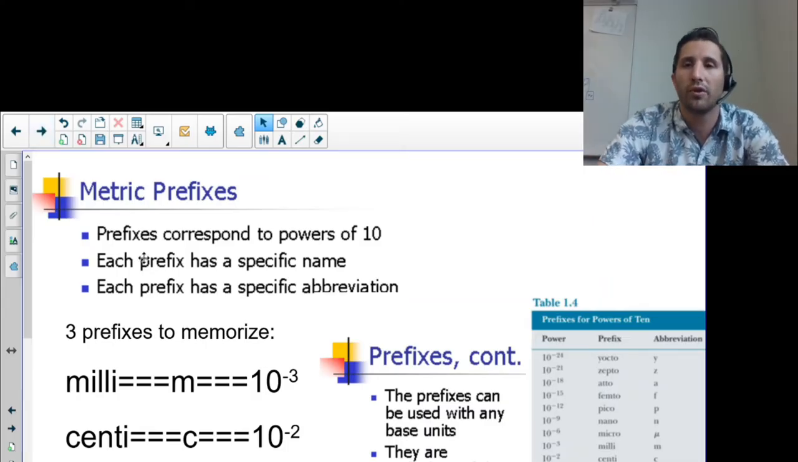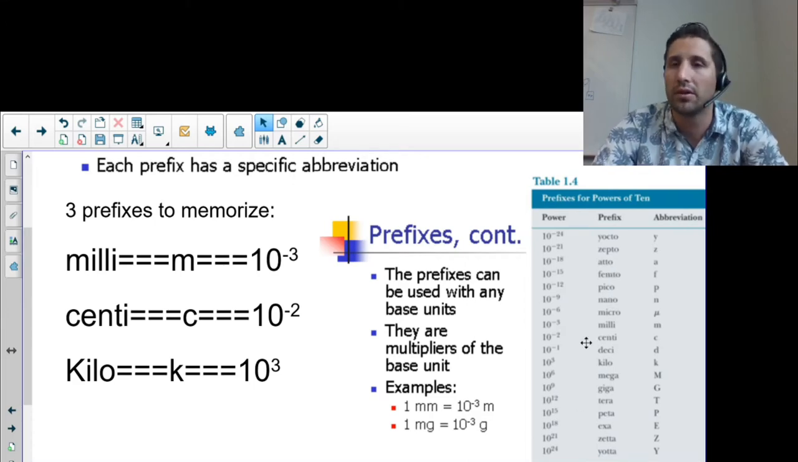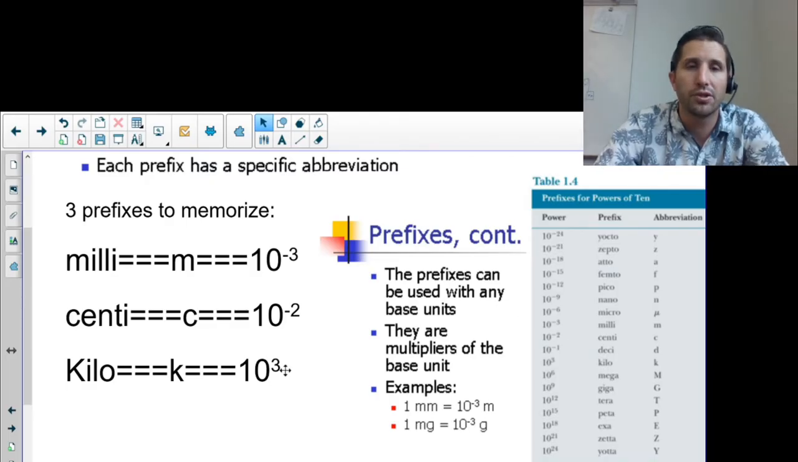If we look down here on the right, you can see there are tons of different powers of 10 and the prefixes that go with those, and then the abbreviation for each one. I don't expect you to know all of these. If you were given a chart, then you could take a look. However, there are a couple that I do want you to memorize.